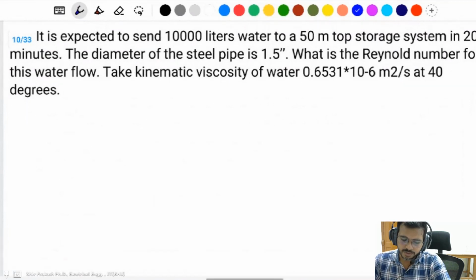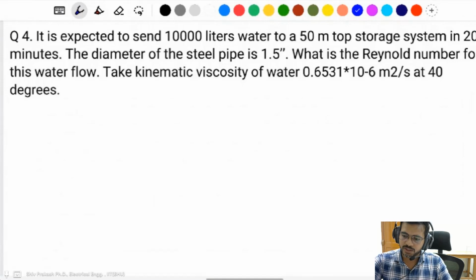The next question is: it is expected to send 10,000 liters of water to a 50-meter-high storage system in 20 minutes. The diameter of the steel pipe is 1.5 inch. Then what is the Reynolds number for this water flow? Take the kinematic viscosity of water as 0.6531 × 10^-6 m²/s at 40 degrees. The 40-degree temperature is given.